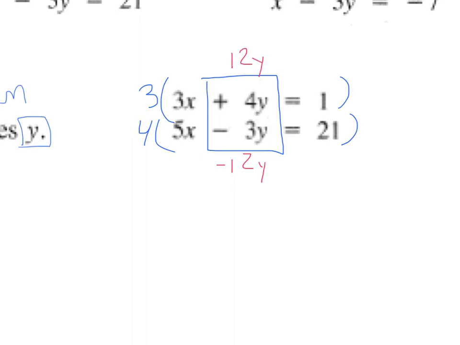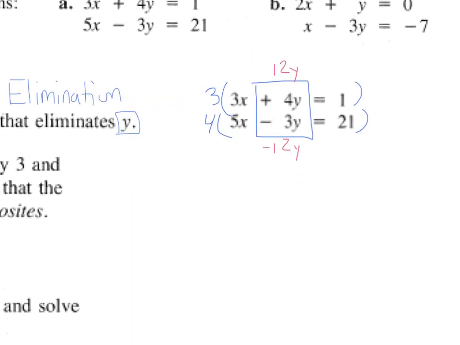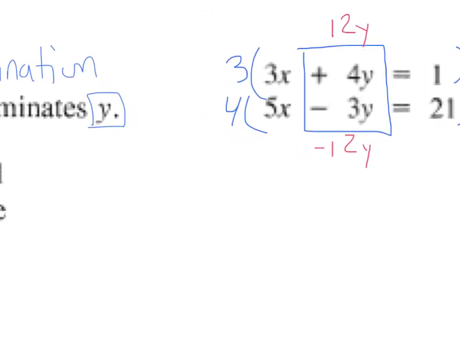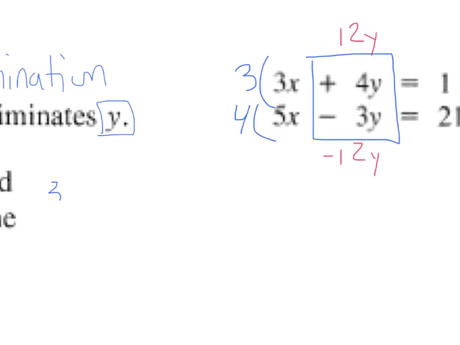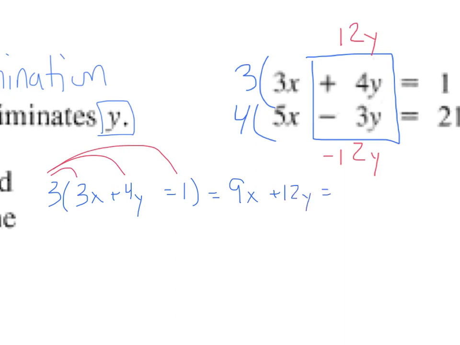So we'll actually do that step here. We're going to multiply the whole thing. Now when I multiply the whole thing, I want to make sure that I distribute. So I'll have 3 times 3x plus 4y equals 1. Oops, put the parentheses in the wrong place. Alright, now I do 3 times 3, 3 times 4, 3 times 1. So I get 9x plus 12y equals 3.